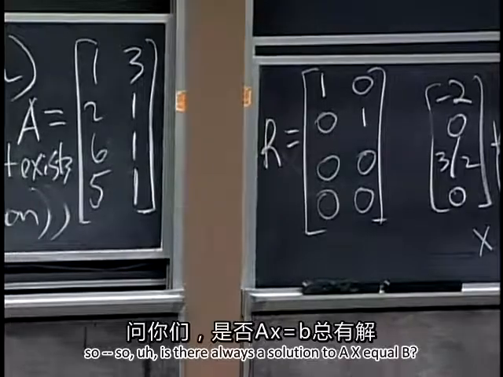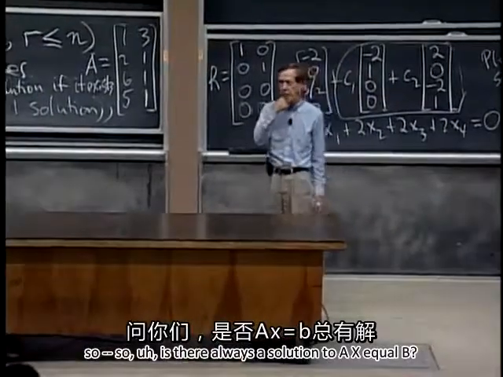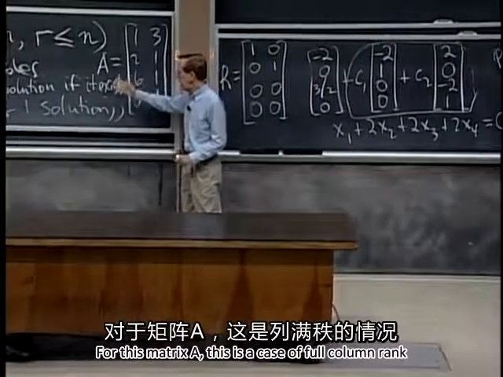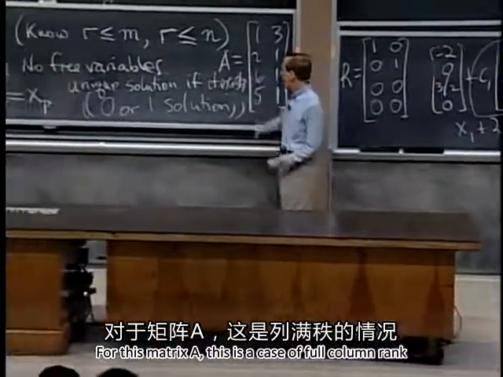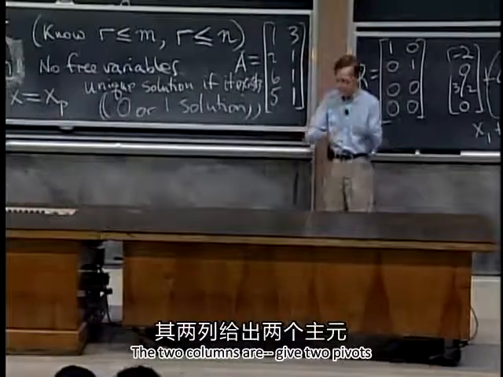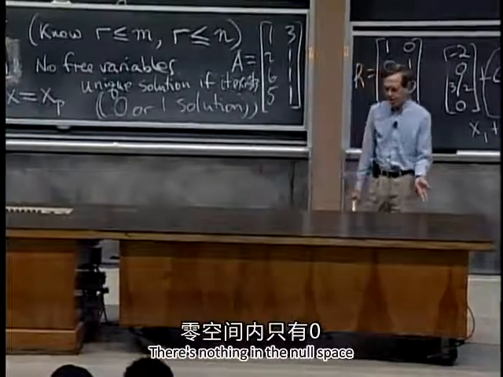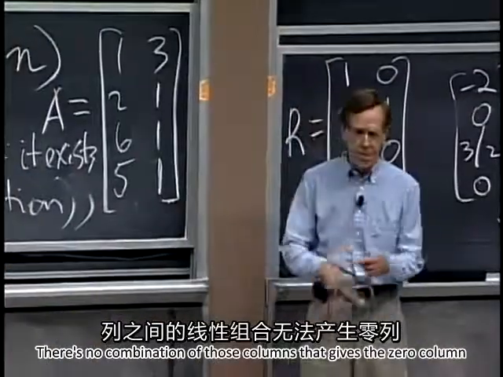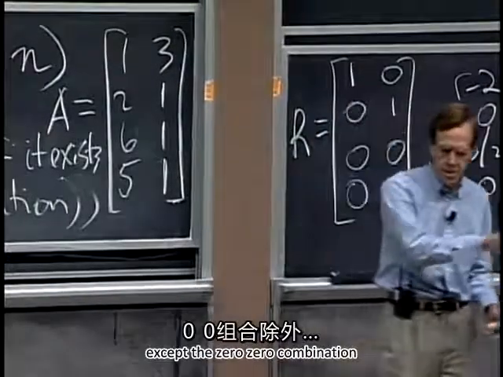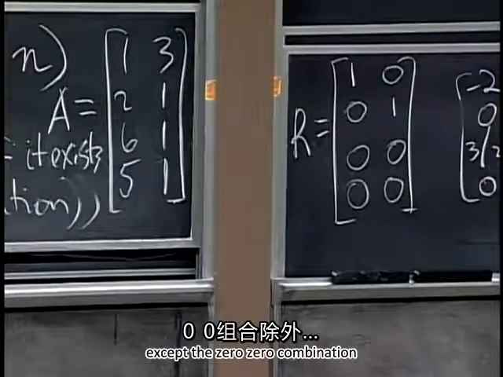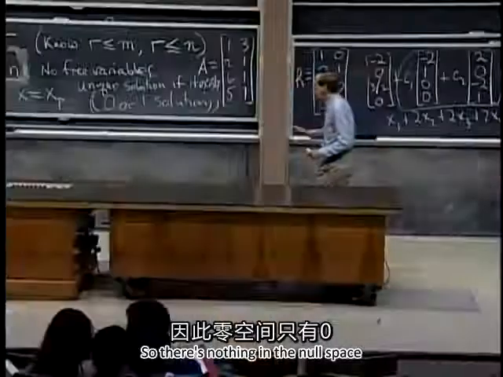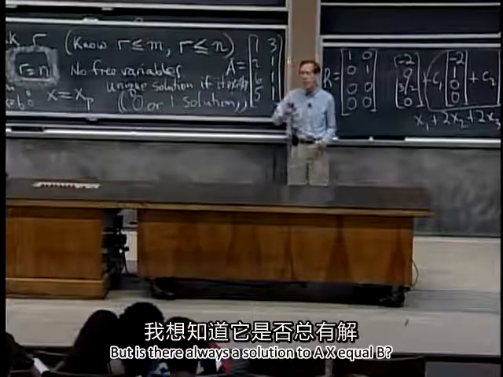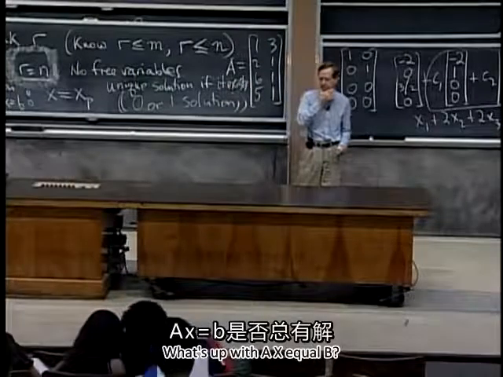So is there always a solution to Ax equal b? Tell me what's the picture here. For this matrix A, this is a case of full column rank. The 2 columns give 2 pivots. There's nothing in the null space. There's no combination of those columns that gives the 0 column, except the 0, 0 combination. So there's nothing in the null space, but is there always a solution to Ax equal b? What's up with Ax equal b?